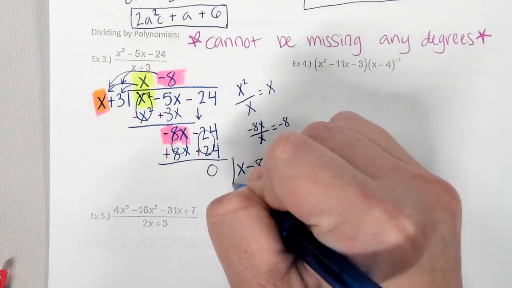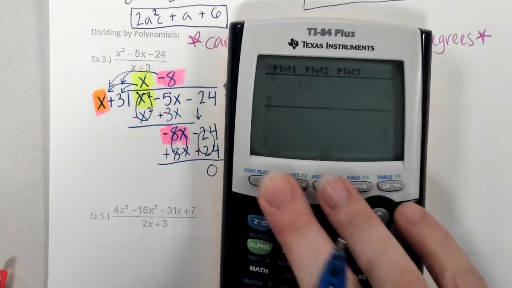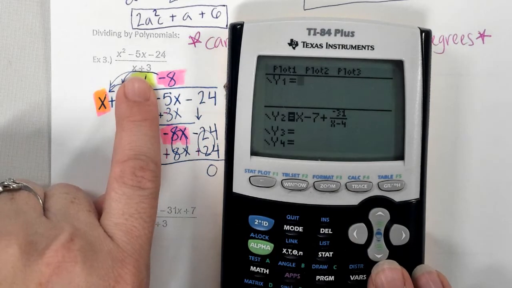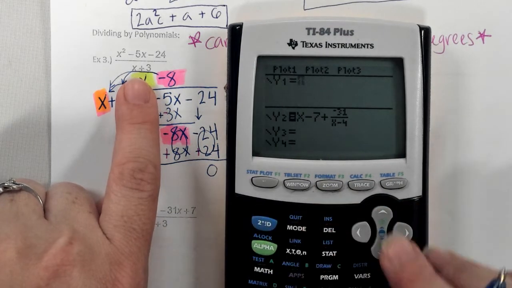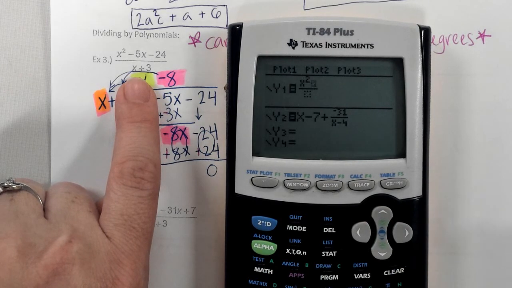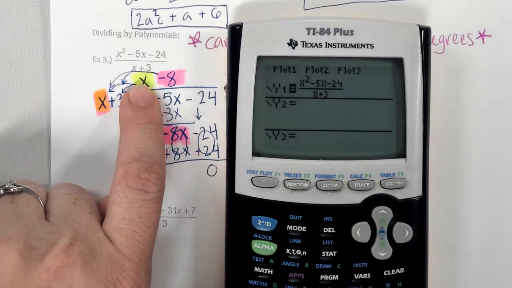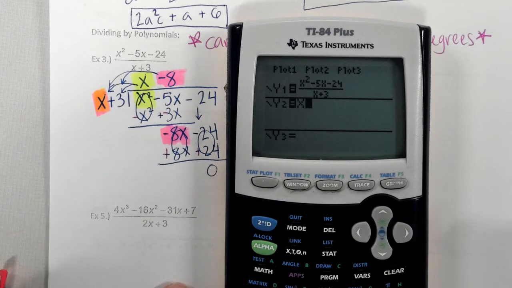X minus 8. Now, can you check these in your calculator? Yes. Some of them are a little weird to check because some of them are going to have a remainder. Don't freak out. It's not that bad. If you come here, you can type what's given to you in Y1: x squared minus 5x minus 24 over x plus 3. And you can type your answer in Y2, which we said was x minus 8.